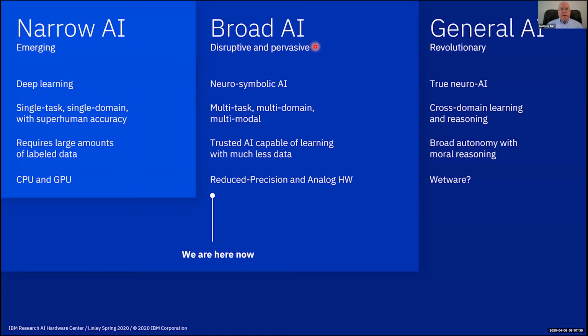We want to make this, both IBM and many players in the industry want to make this disruptive and pervasive. We're working on things called neurosymbolic AI, combining deep learning with some of the other benefits, or other AI phrases, and I will have a slide to make it more clear what I mean by this phrase. Instead of just being in a single task and single domain, we want to move to multitask, multi-domain, and multimodal. I'll have a couple of examples of that.